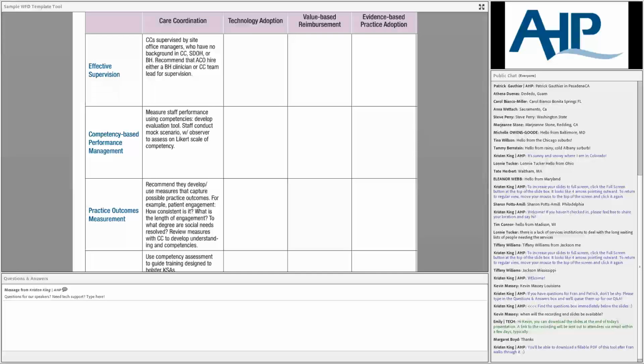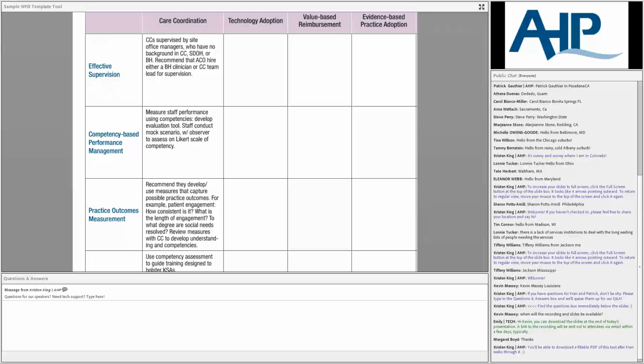And we also looked at supervision. Supervision is a question that is often ignored and is absolutely critical to an effective and engaged workforce. We discovered that the care coordinators were supervised by the office manager, the same person who made sure that the copier was filled and there was coffee in the waiting room. These folks had no background in care coordination, social determinants of health, or behavioral health.